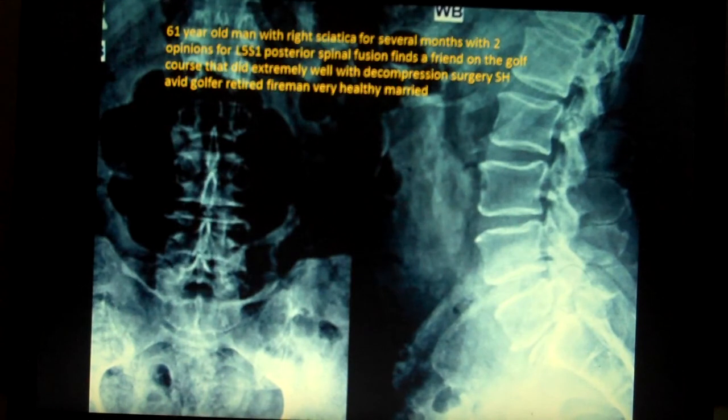Maybe Dr. Dinkar will tell us how he would treat this patient. He's 61 years old. He's got right sciatica for several months, and he's seeking a third opinion. He's had two other opinions that all said fuse the L5-S1 segment. But he had a friend that he golfs with, that I did a surgery on, and said that it was outpatient and it did fine. You don't need a fusion. He's extremely healthy, 61 years old, married, he's a retired fireman, and he's an incredible golfer. He golfs like 6 hours a day.